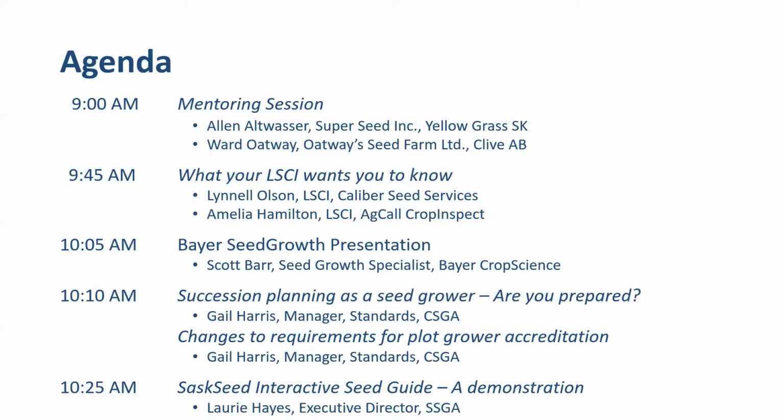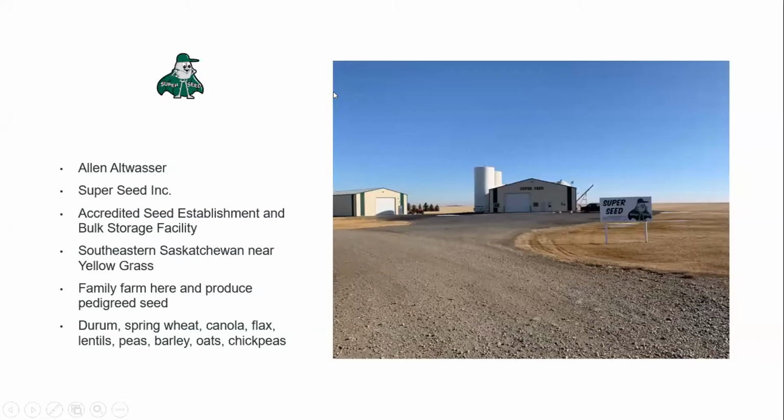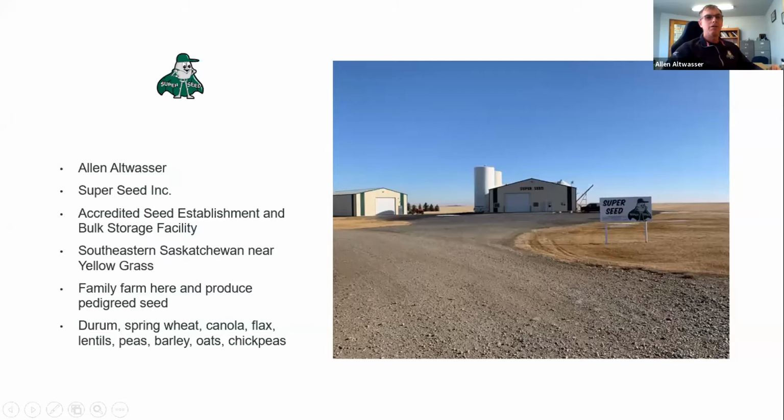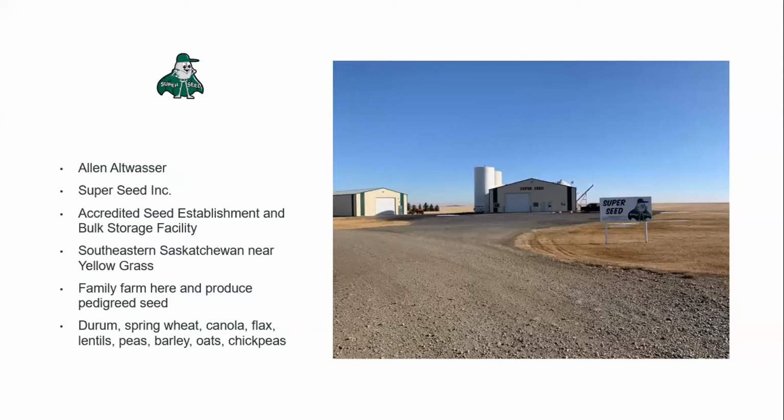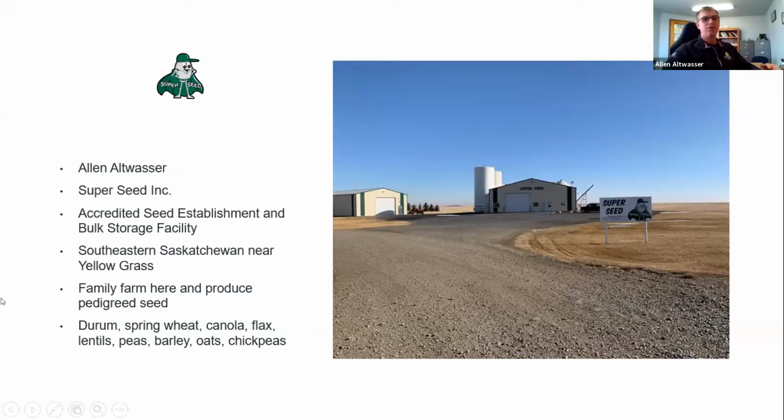And first up is Alan Altwasser. As I said, he's from Yellowgrass, Saskatchewan. And I'll let you go there, Alan, if you want to share your screen. Okay, thank you. Thanks, Lori. Just so I'm clear, are you seeing my screen with notes or without? No, you've got what you want us to see. Okay, great. I've got two screens going, so I just want to make clear I got the right one.